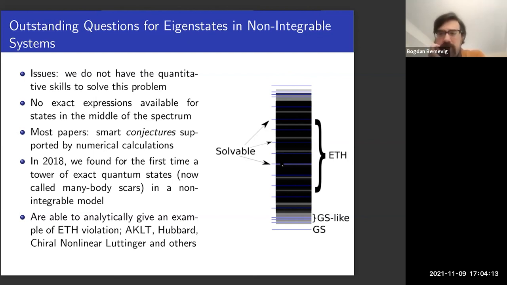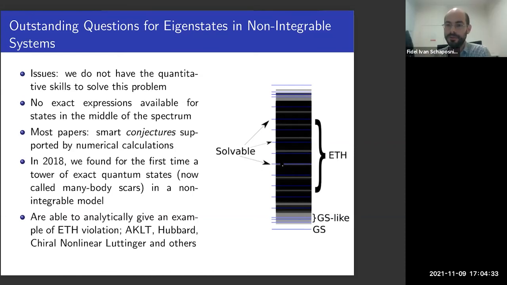Not in the middle of the spectrum. You shouldn't. You could have done this before finding the scar states in this model, for example. And you can imagine in some other model you could find the same. If you find the same, then you probably found scars.